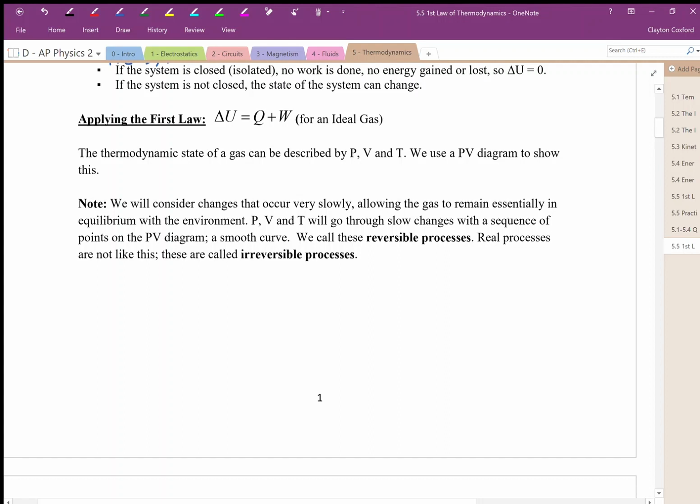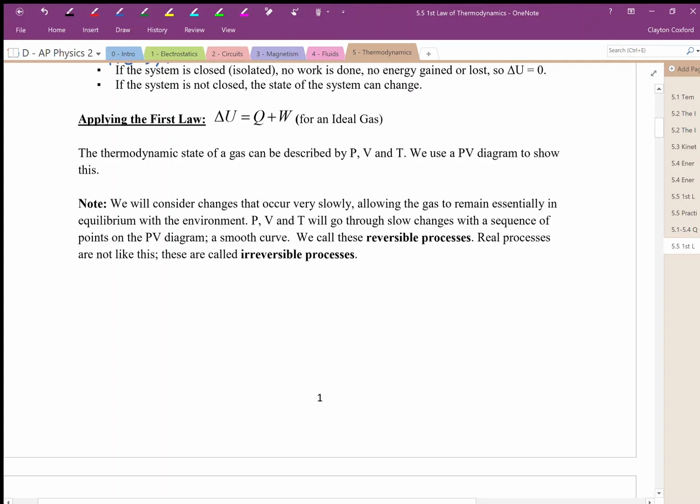What we will consider is that changes are going to occur very slowly, which means that the gas will remain essentially at equilibrium in the environment. The pressure, the volume, and the temperature will go through slow changes. There'll be a sequence of points on the PV diagram, so this will look like a smooth curve. We assume that we can move along these lines, and each point on the line is a point the gas will go through, with that specific pressure and volume. We call those reversible processes. In real life, these processes are not reversible, meaning we can't go back and forth along these curves without adding or losing some energy. But we live in the ideal world here in physics where we assume that things are reversible.